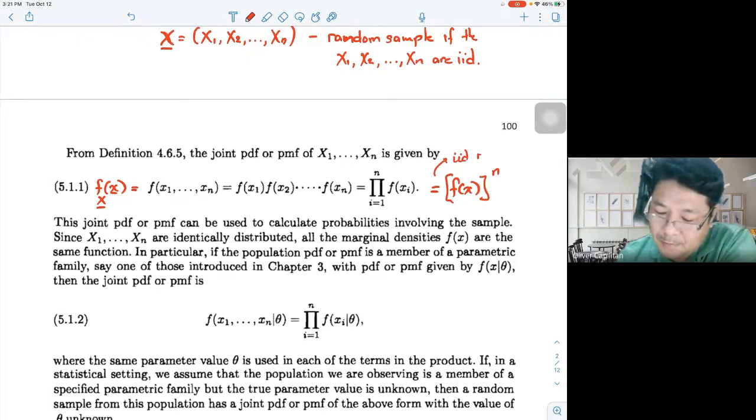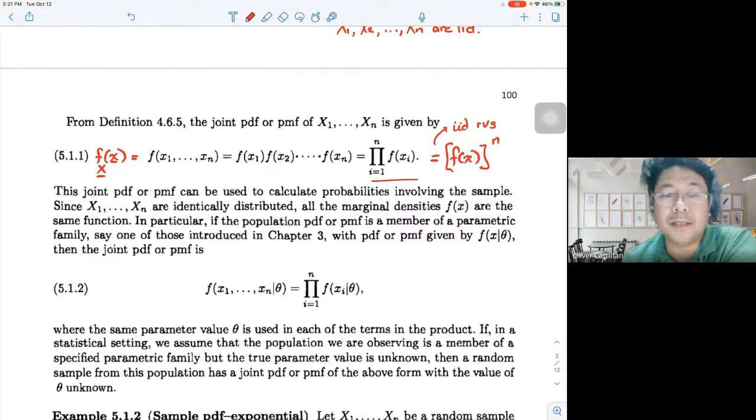Random vector or random variables. So we have that. But if they are independent, mutually independent, then we have this: the product of f of x sub i from 1 up to n. Okay? So the joint PDF or PMF can be used now to calculate probabilities involving the sample.